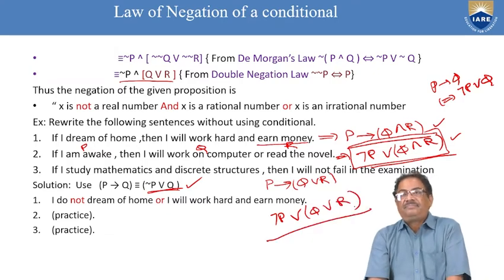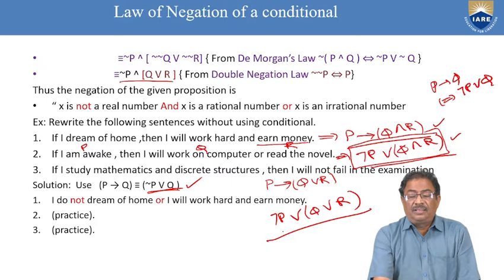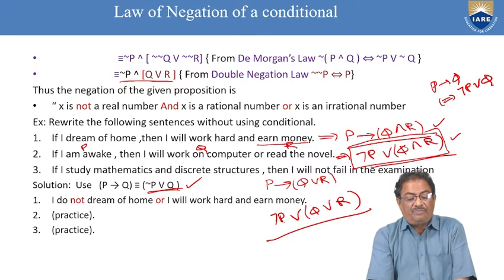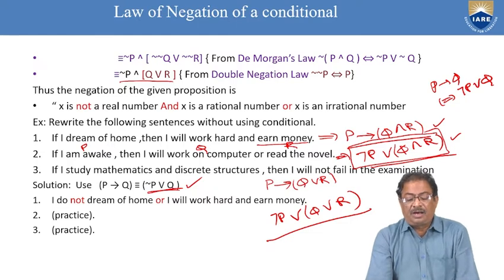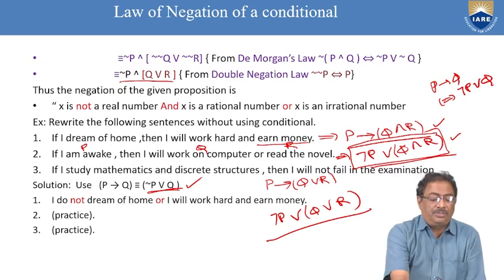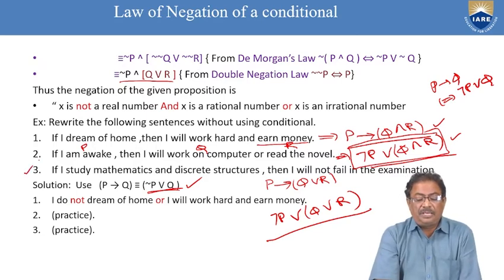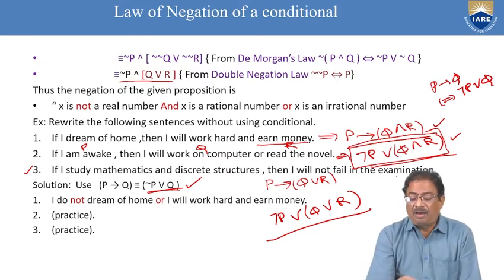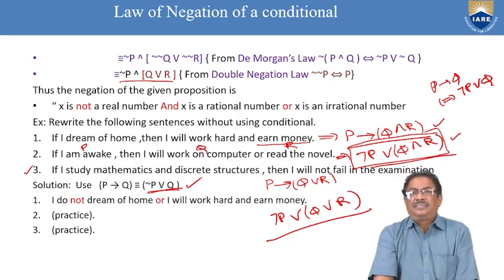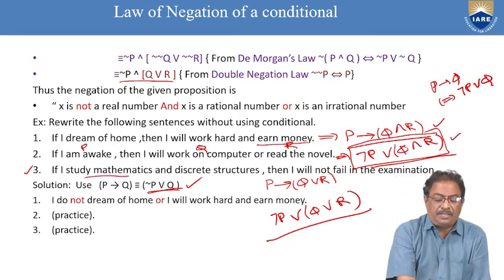So like this, this is the symbolic form. If you want to write it in sentence form, then: I am not awake, there is no if, I am not awake, or I will work on computer, or read the novel, like that. Similarly, you can do the third one also. See, if I study mathematics and discrete structures, then I will not fail in the examination. See here, one is, if I study mathematics, P.